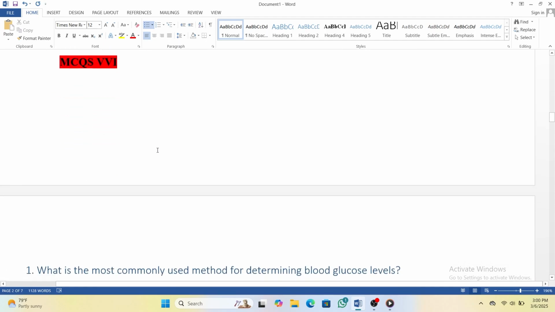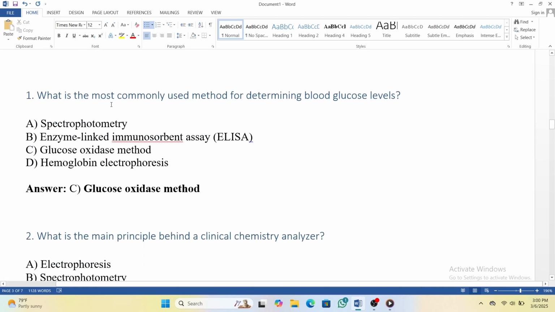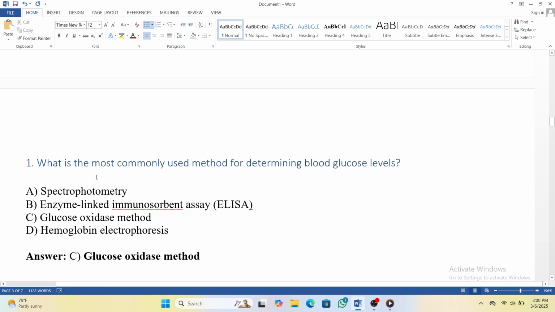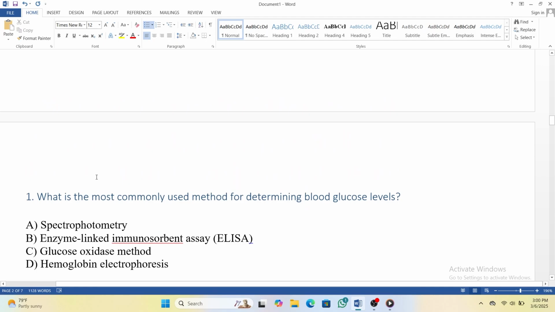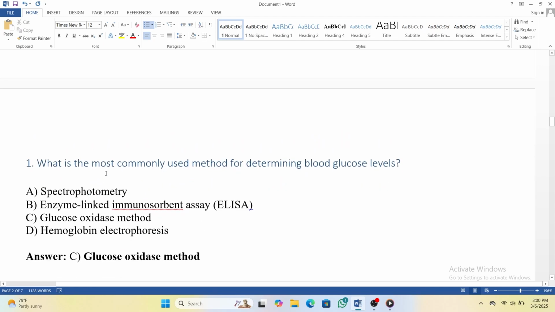MCQs, VVI. 1. What is the most commonly used method for determining blood glucose levels? A. Spectrophotometry. B. Enzyme-linked immunosorbent assay, ELISA. C. Glucose oxidase method. D. Hemoglobin electrophoresis. Answer: C. Glucose oxidase method.